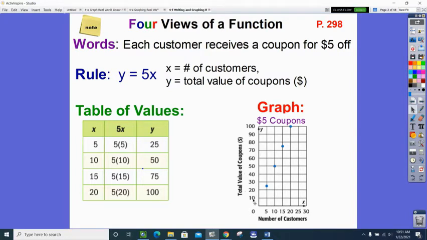That's our Y. I'm going to set up my scales, and notice I'm going by 5, 10, 15, 20, 25, 30. And I decided the value of the coupons, I've got to get up to at least 100 here. So if I go by 10s, my points fit. And then I plot my points.